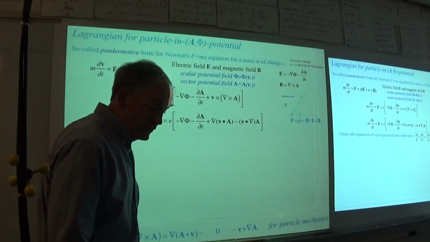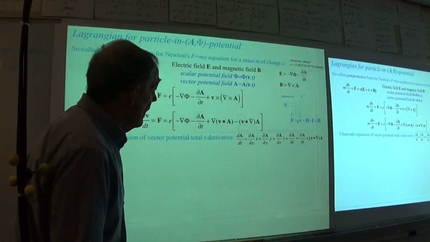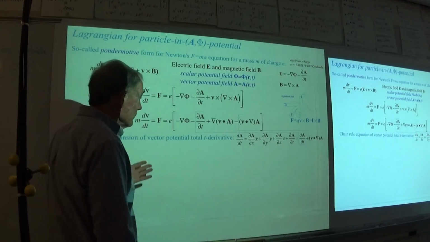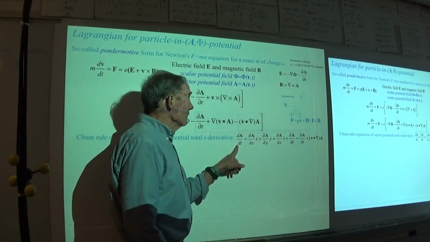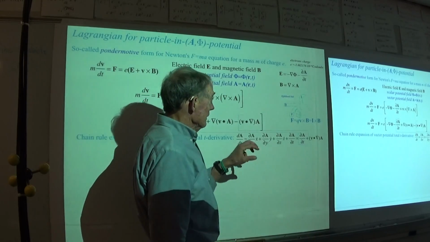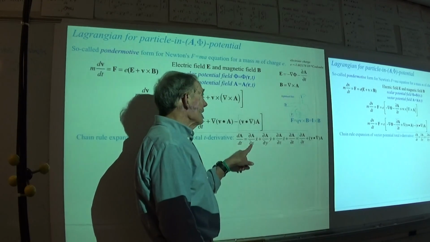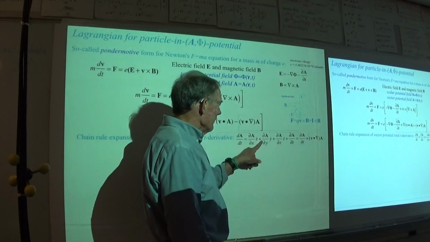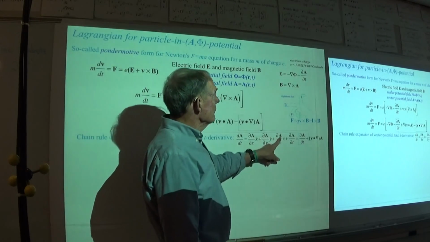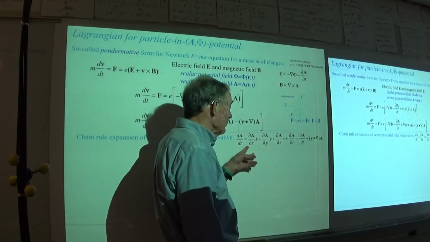Write those guys out as a chain rule. That is, we're really talking about now a total time derivative of A. So that's going to be a partial with respect to x of whatever x velocity you have, a partial with respect to y, whatever y, same for z. Okay, so we've got three terms right there.